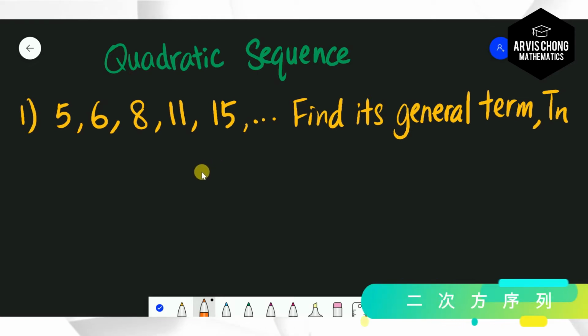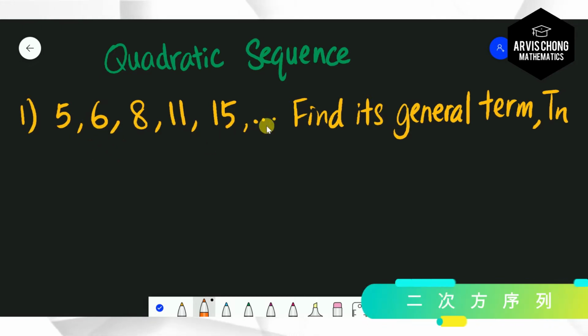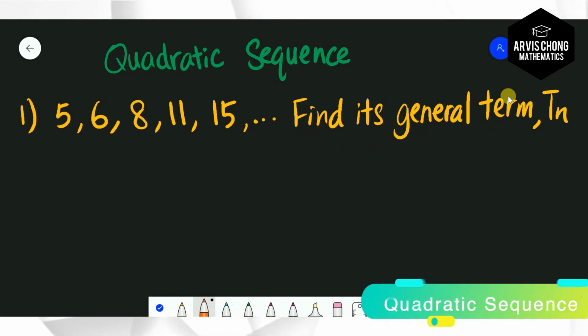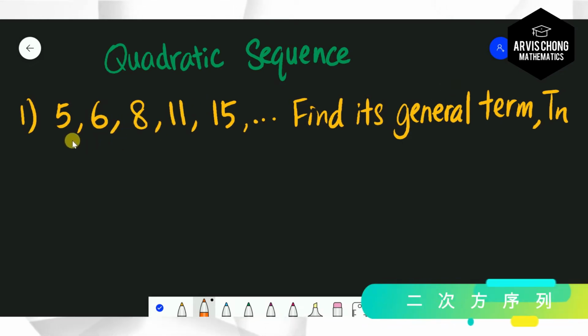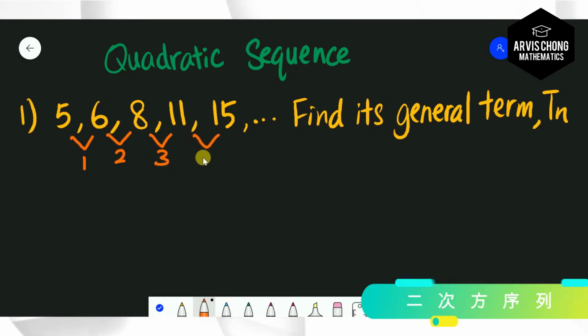Alright, so first question here. The question gives us 5, 6, 8, 11, 15 and so on, this sequence, right? And it asks us to find the general term Tn. Okay, so our first step here is we need to find the common difference of this group of numbers. So let's start now. So here will be 1, right? The difference is 1. And then next the difference will be 2. Next is 3. Last one will be 4, right?